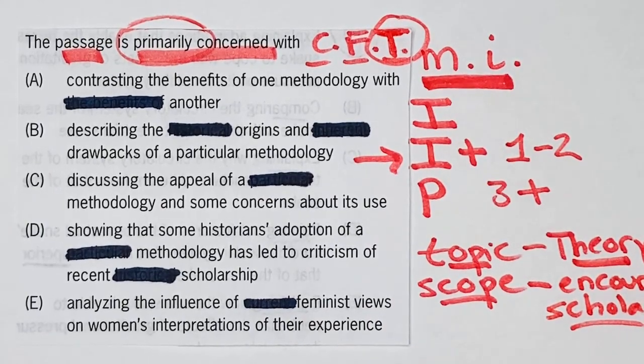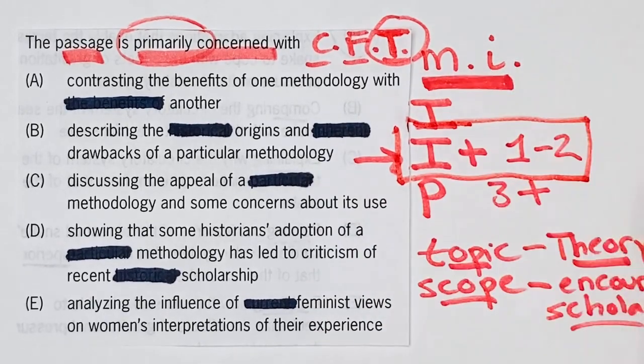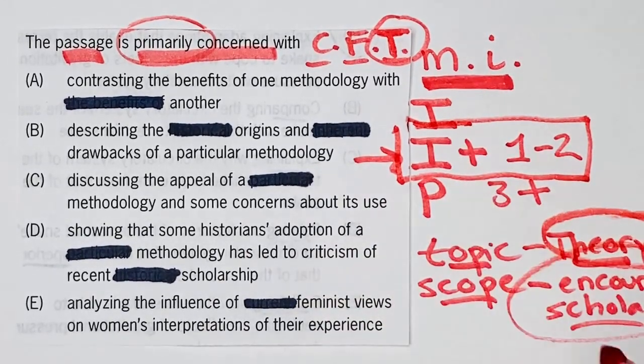Again, sorry, I know it got a little cut off over here, but longer reading comp sentences are always made more clear if you can strip them back, just like we do in sentence correction, to the subject, the predicate verb, and the object. So, great. We know it's an I+ passage. We know the topic is some sort of theory. The scope of the passage is about how it encouraged scholars.